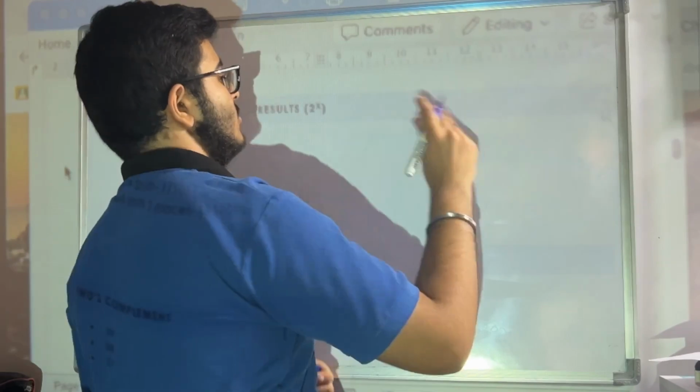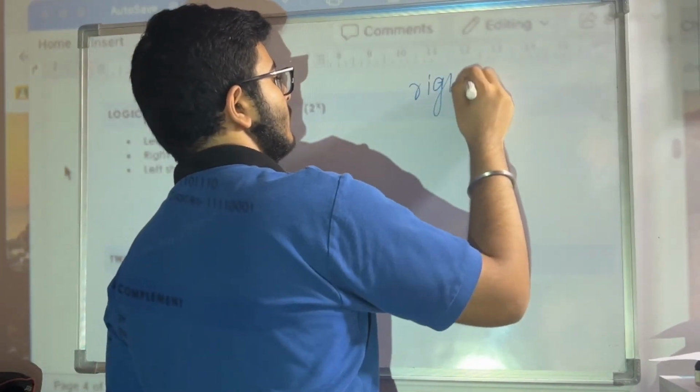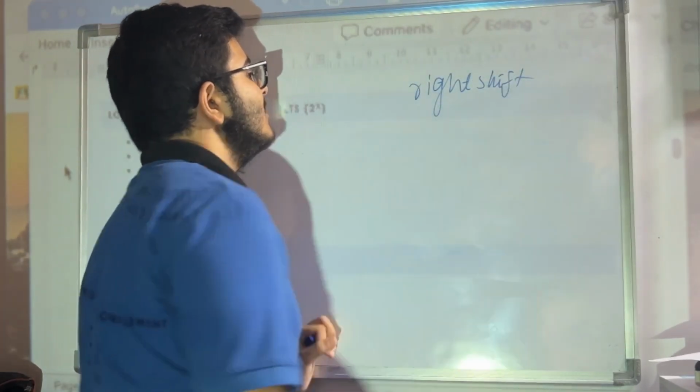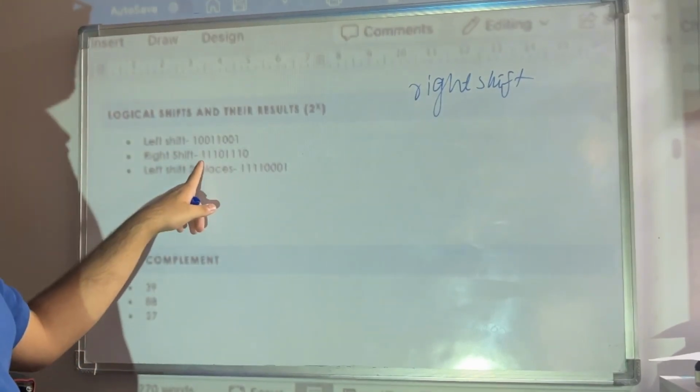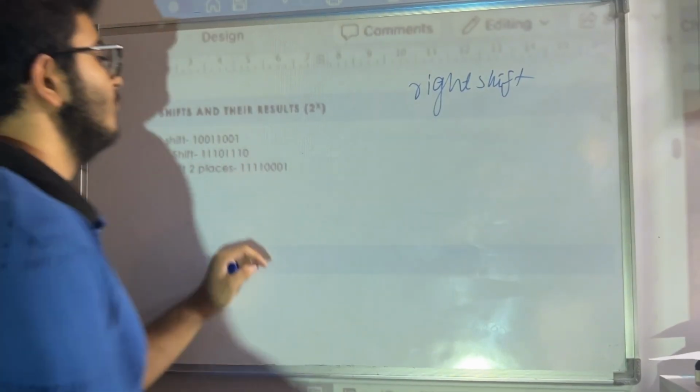What if you had to do a right shift? Let's see. What's the question given in the worksheet? For right shift, we have 1 1 1 0 1 1 1 0.